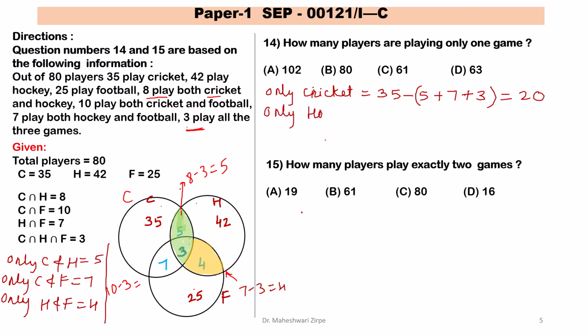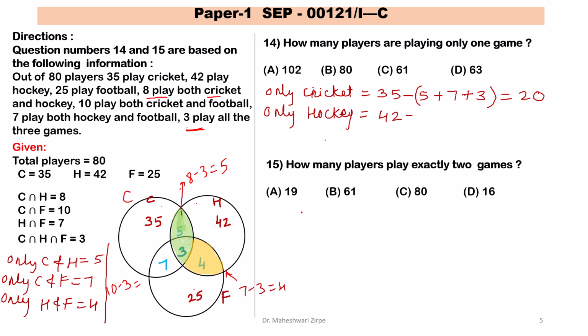Hockey. Only hockey. Okay, so only hockey, how many is it? It is 42 minus, what you have to do now? You have to remove these. If this part you remove, then this white part will indicate only hockey. So what you have to subtract? That is 5 plus 3 plus 8.